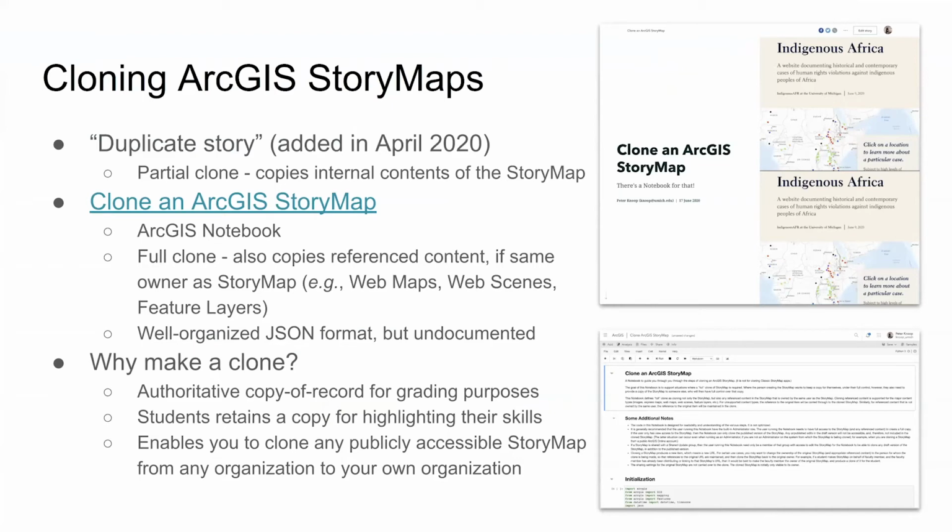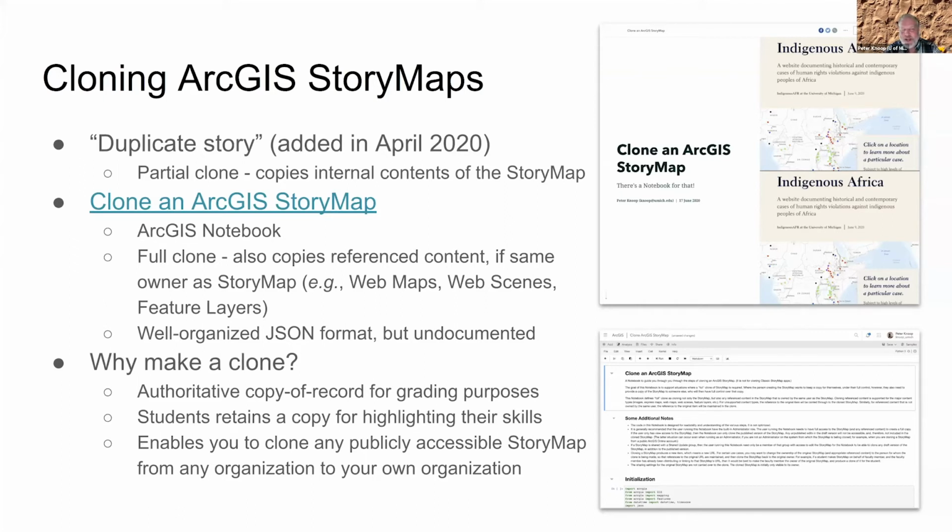Okay, well, the last thing I wanted to share here is we often find a need for cloning story maps on our campus. And while there's the great duplicate story function that was added to story maps in April 2020, we often need a full clone, which basically means not just copying the text and the images and the quick maps that are in Express Maps that are in there, but also the web maps and web scenes and feature layers that are owned by the same owner as the story map. And this is pretty easy to do because it's a nicely organized JSON format, but it is undocumented.